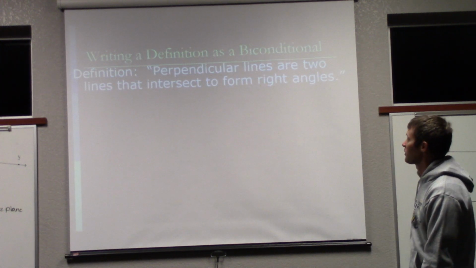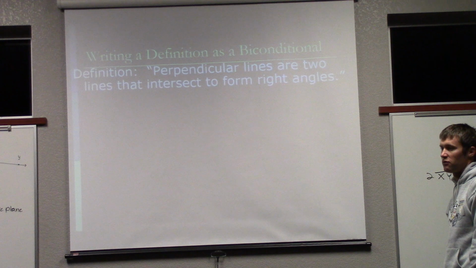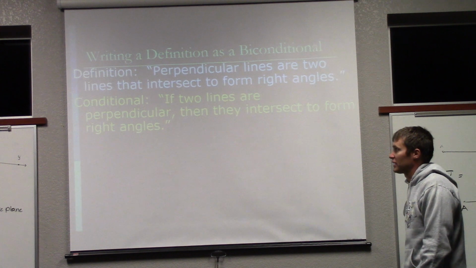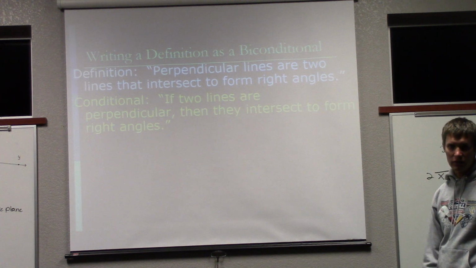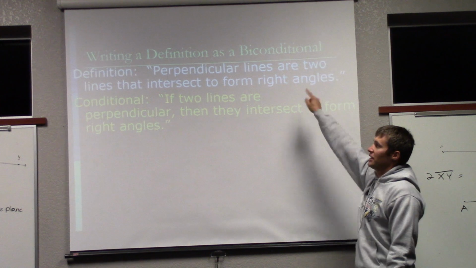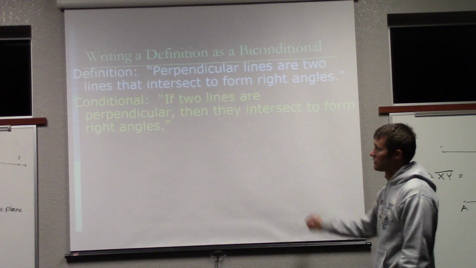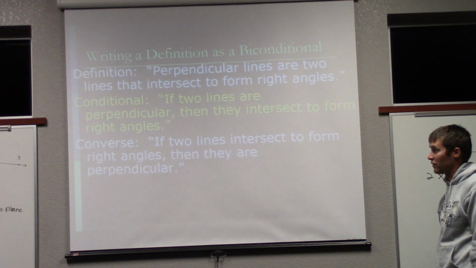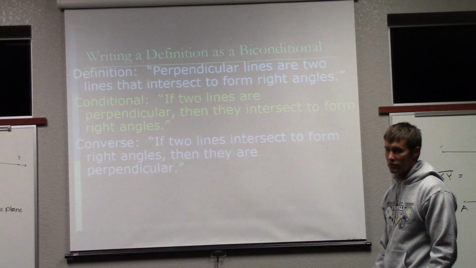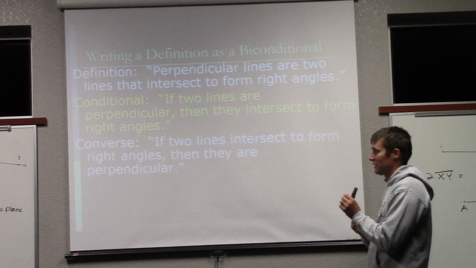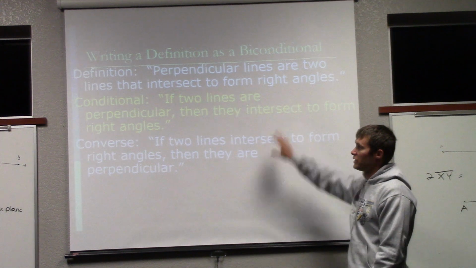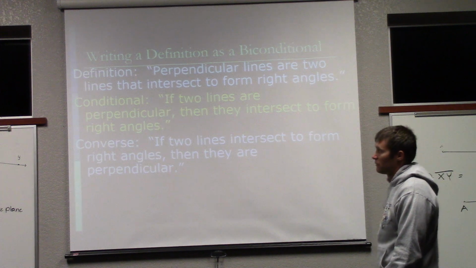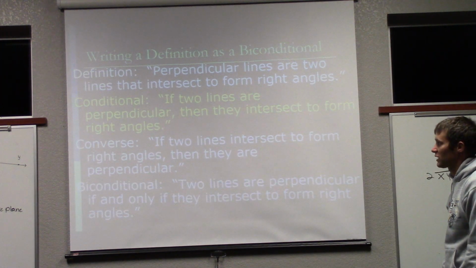The definition: perpendicular lines are two lines that intersect to form right angles. So let's go ahead and state it. If two lines are perpendicular, then they intersect to form right angles. Is that true? If that weren't true, then that's not a good definition. Now we'd state the converse. If two lines intersect to form right angles, then they are perpendicular. Is that true? Yes. So both of these are true, so we can write it as a biconditional. Two lines are perpendicular if and only if they intersect to form right angles.